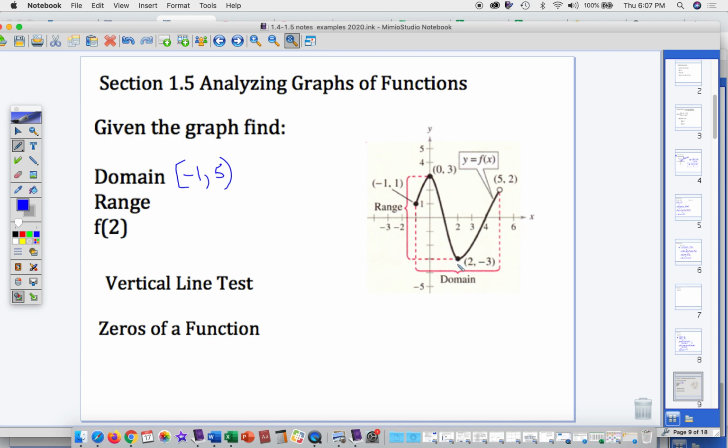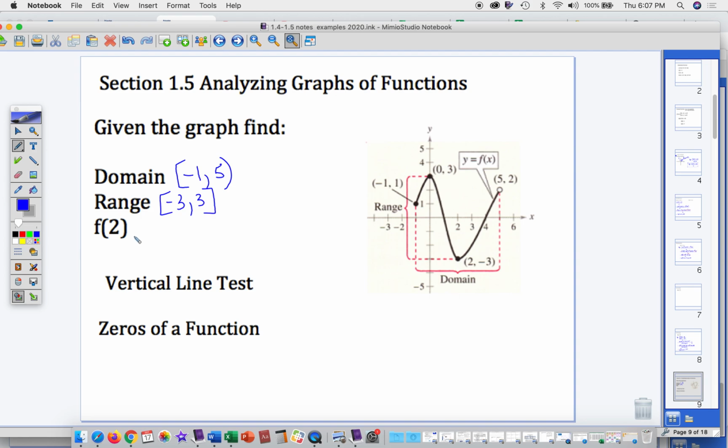For the range, we're looking at the y value, so we want that minimum y value up to the maximum. Our minimum y value is -3, and we're including it. The maximum y value is a +3, and we're also including that one. So the range is from -3 to 3.